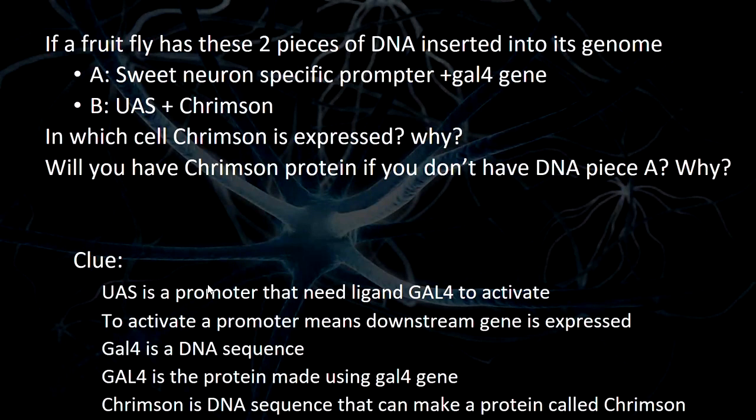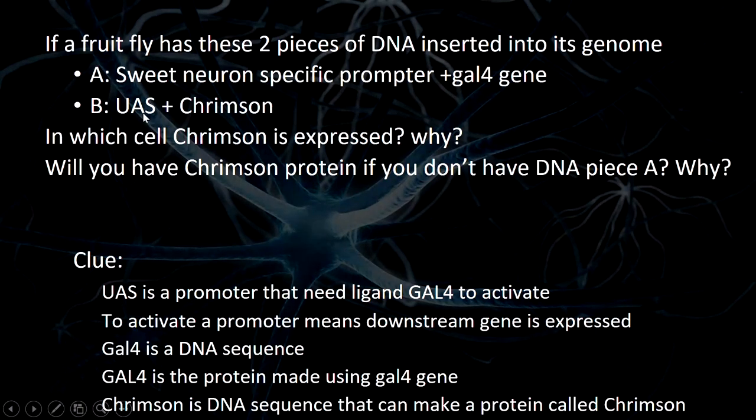Okay, with that being said, I have another question. Let's say you have a fruit fly that has 2 pieces of DNA inserted into its genome. The first piece of DNA is a sweet neuron specific promoter plus a GAL4 gene. What is a GAL4 gene? The GAL4 gene is the DNA that will code for a protein called GAL4. Do you remember GAL4 from earlier? That is a ligand for our UAS promoter. So that's the first piece, the promoter plus the gene.